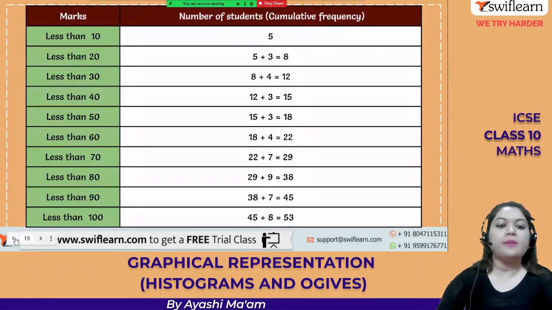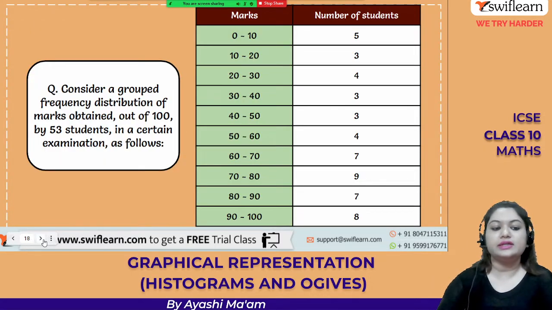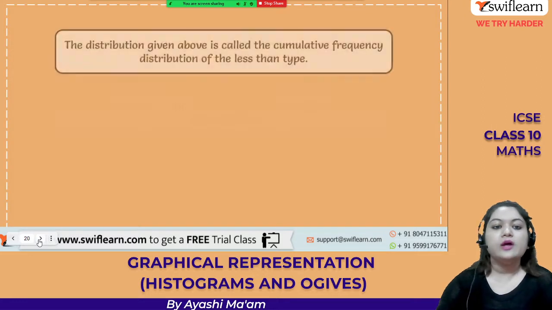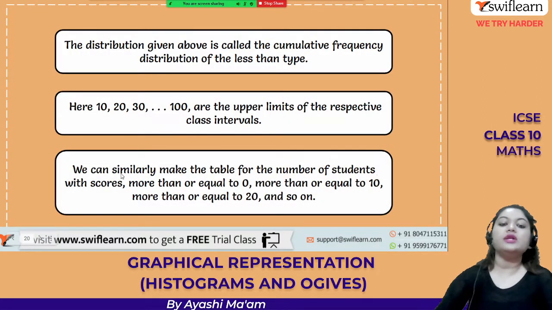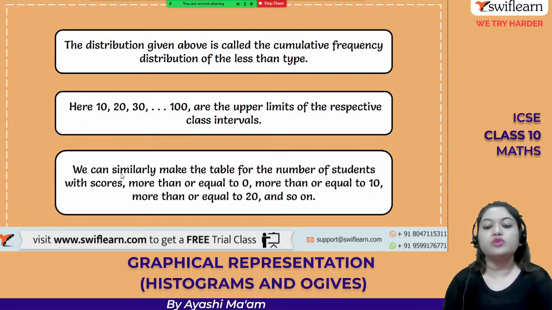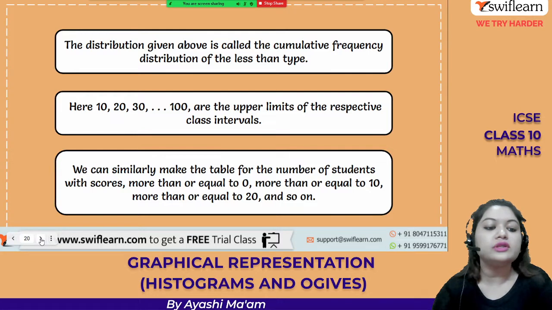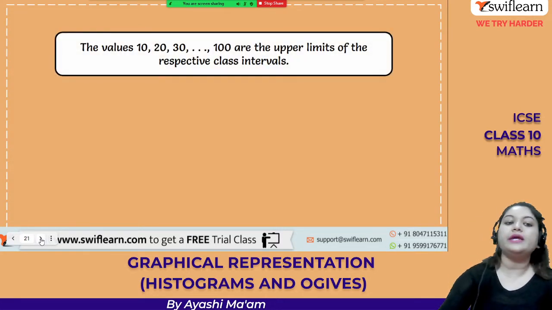Now what are the upper limits? You can see the upper limits are 10, 20, 30, 40 like that, right? So upper limits are 10, 20, 30 up to 100. We can similarly make the table for the number of students with scores more than or equal to 0. Okay, that will be your more than ogive type. We will also look into that, but first let's complete this.